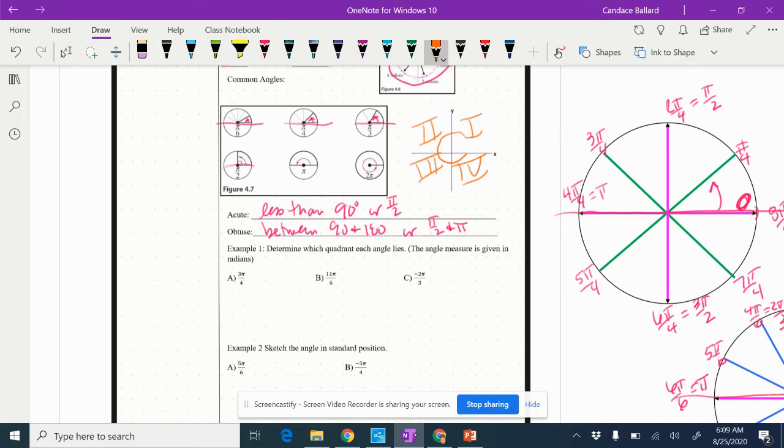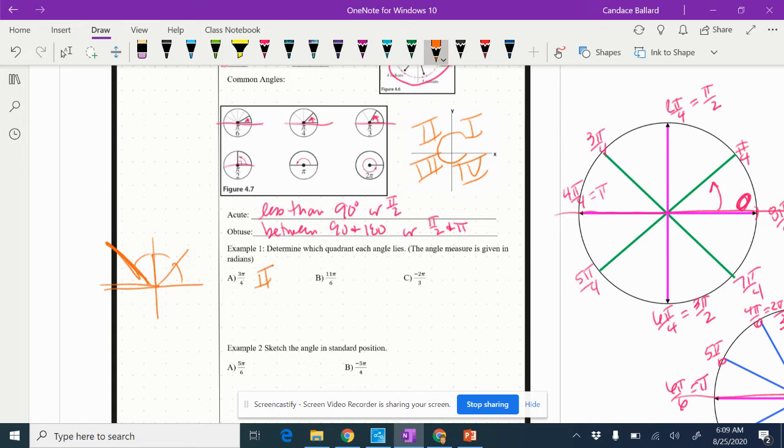So 3 pi over 4. So I'm going to count. If I was doing this without the pictures that are already there, I'd divide the top half into 4 wedges. 1, 2, 3, 4. And then I'm going to count 1, 2, 3 wedges over. So I know it's in quadrant 2.